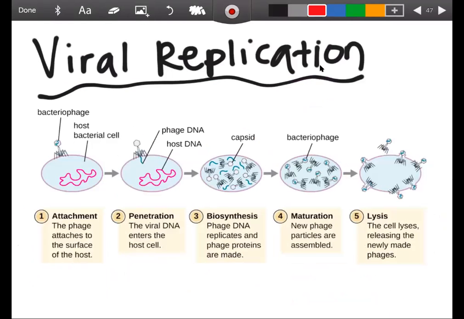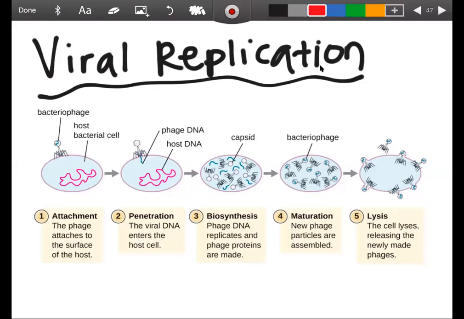Okay, so moving forward with viral replication, these are basically the steps that are taken by, in this case, bacteriophages to replicate. So the bacteriophage is going to attach to the surface of the host cell. It is going to penetrate the cell, and it's going to inject its DNA within that cell. And then it is going to hijack the cell system, and it's going to replicate its own DNA and create more of its proteins, creating more bacteriophages.